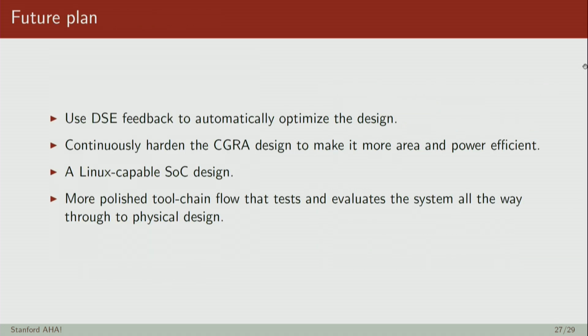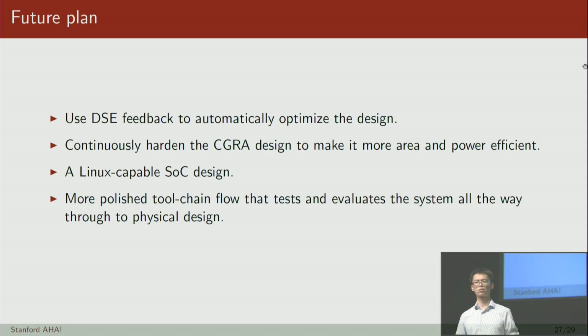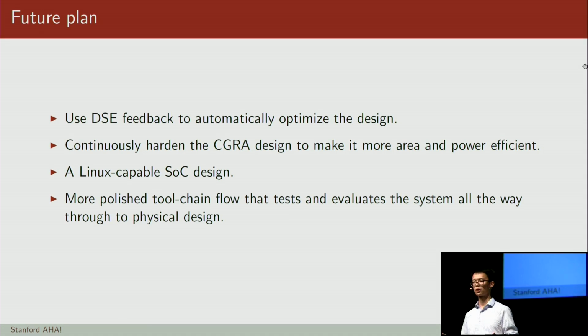Because of this agile hardware approach, we are still in the process of improving the entire system flow. So we have the first generation chip called Jade, and the second generation called Garnet. But this is still an ongoing process, and there are lots of opportunities for us to improve. For example, we can use EDA feedback to automatically optimize the design. We can continuously harden the CGRA to make it more area and power efficient. We can add in more complex PE instructions or even make the PE more heterogeneous.